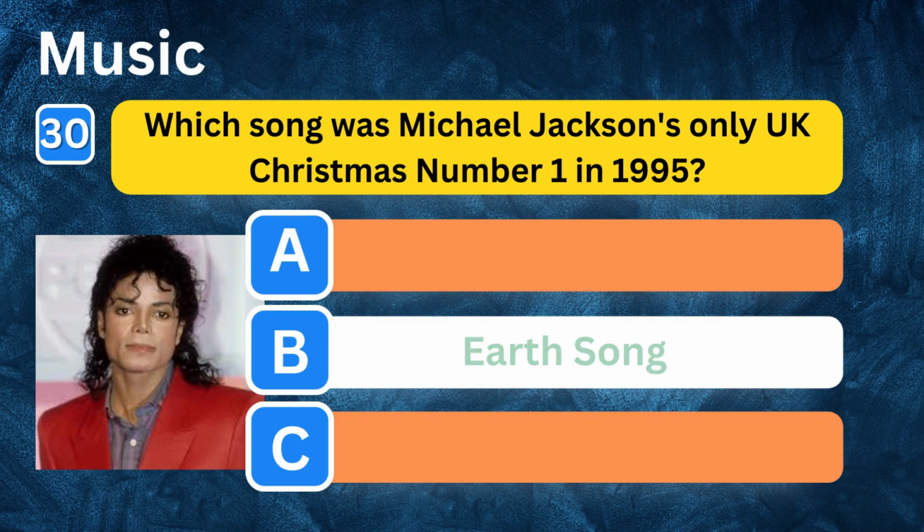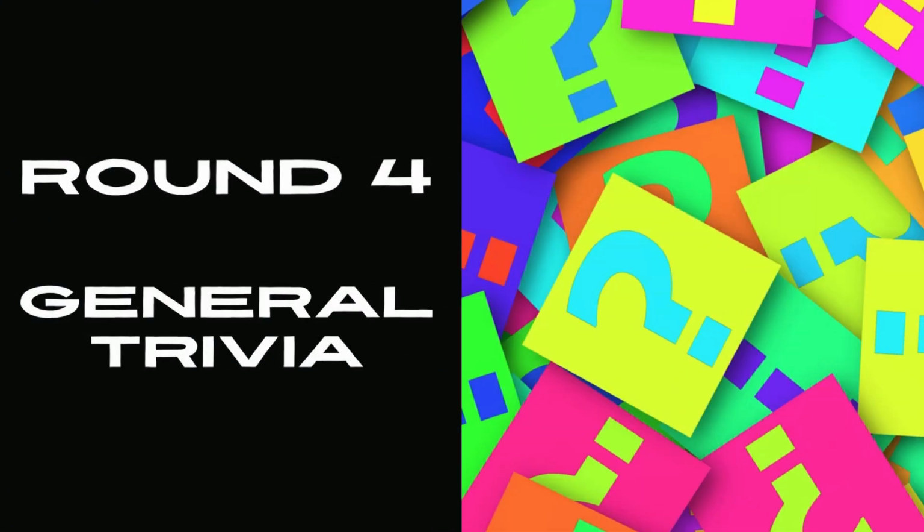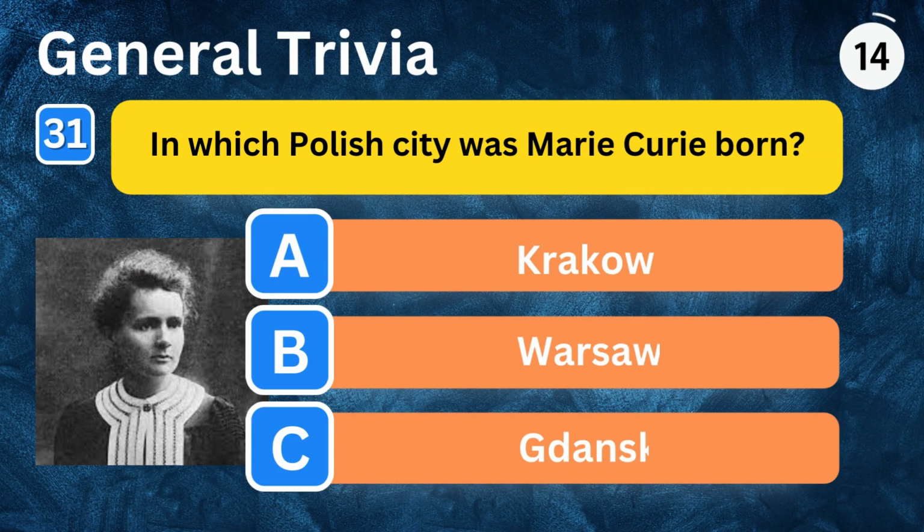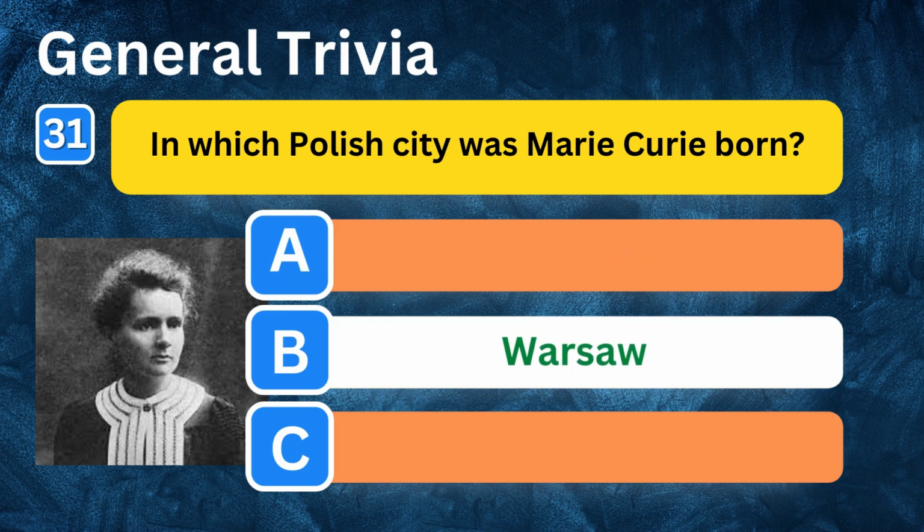Let's move on to the final round of this week's quiz, the general trivia round. And here comes question number 1. In which Polish city was Marie Curie born? Was it Krakow, Warsaw, or Gdansk? And the answer was Warsaw.